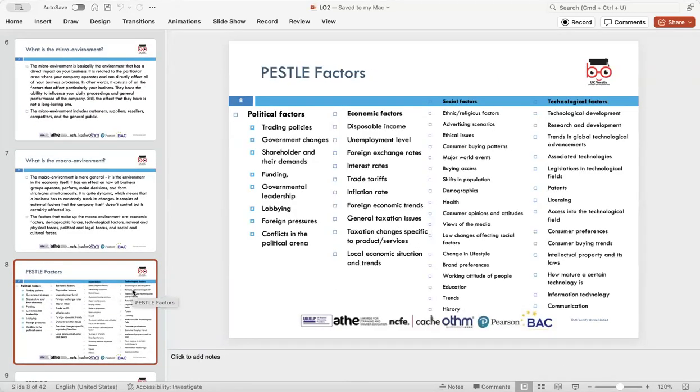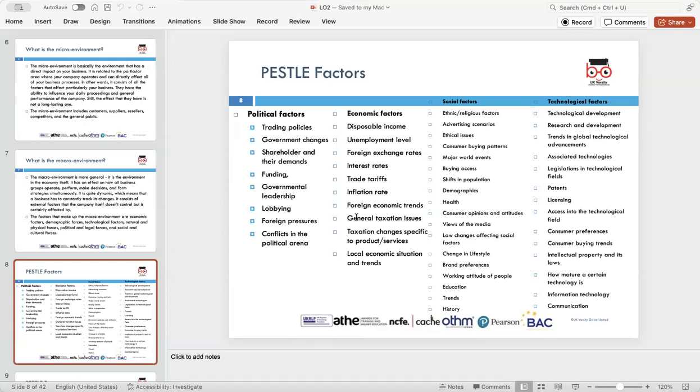PESTLE factors: political, economic, social, and technological factors. Political factors involve elements related to the government and its impact on businesses: trade policies, government changes, funding, shifts in leadership or political parties, and then lobbying, foreign pressures, and conflict in the political arena.